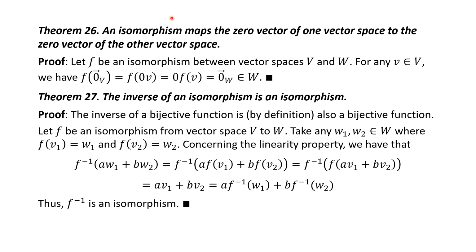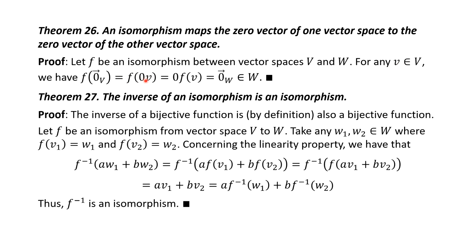We have a couple of theorems concerning isomorphisms on this slide. First one: an isomorphism maps the zero vector of one vector space to the zero vector of the other vector space. So let F be an isomorphism between vector spaces V and W. For any v in our vector space V, we have the following string of equalities. So we have F of the zero vector in V, and that would equal 0 times any vector v.